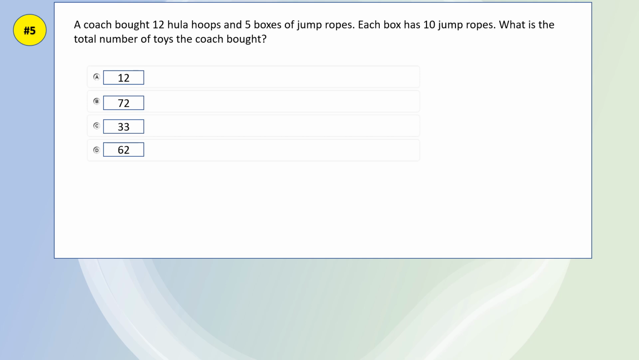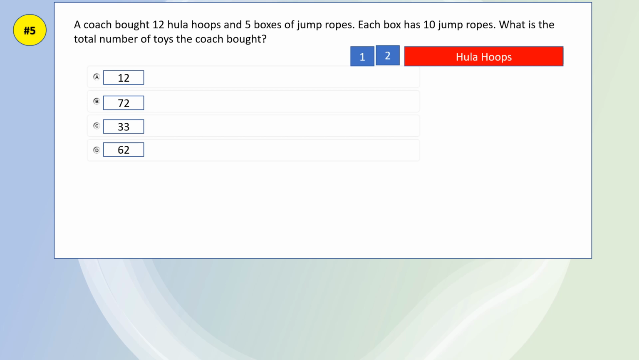Okay, well, let's start off with what we do know. And I know that your STAR test is on the computer, but you always should have scratch paper and you always should be drawing out a model or taking notes so that you can solve these word problems. So a coach bought 12 hula hoops and 5 boxes of jump ropes. That's our first sentence. So I'm just going to make a note to myself. Okay, he bought 12 hula hoops. I'm going to write 12 hula hoops. And 5 boxes of jump ropes.